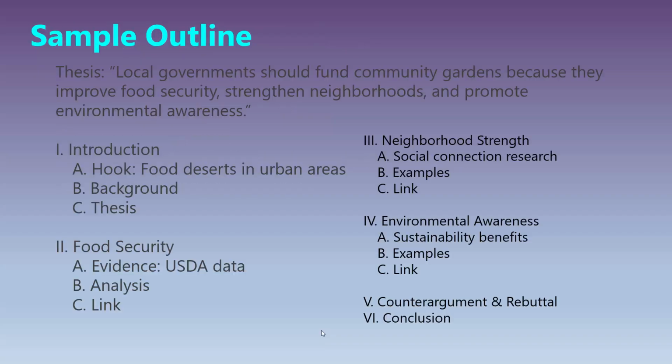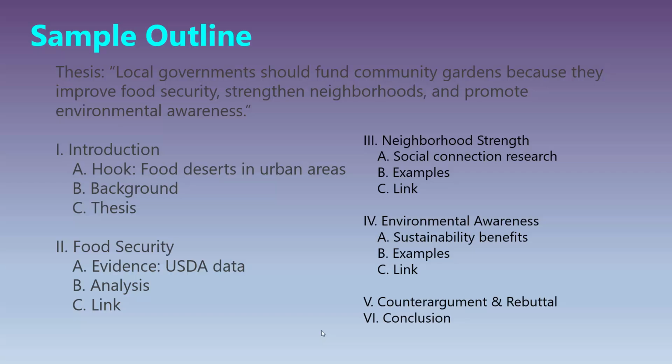So again, if we look at just a sample outline, very short. If the thesis is local governments should fund community gardens because they improve food security, strengthen neighborhoods, and promote environmental awareness, then we have the introduction, and a hook might be: there are food deserts in urban areas. There are places in the city where people have trouble getting to the grocery store. There's not enough fresh food easily accessible. Then we might talk about food security and have some evidence from the USDA data.